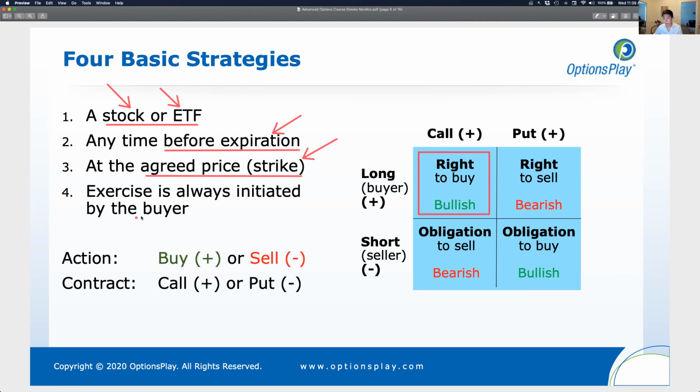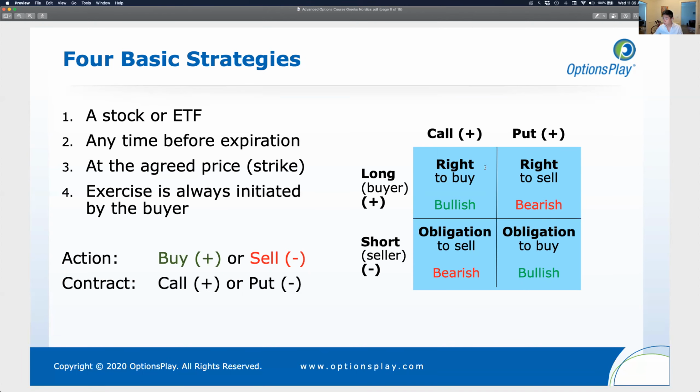And it's always the buyer who initiates the exercise, or the right to buy or the right to sell. Whoever's selling that option contract has the obligation to do whatever the buyer wants to do. The buyer has the right at any time to trigger his option, if you will, to buy the stock at a specific price anytime before expiration.